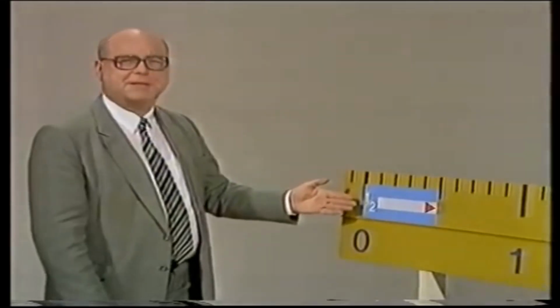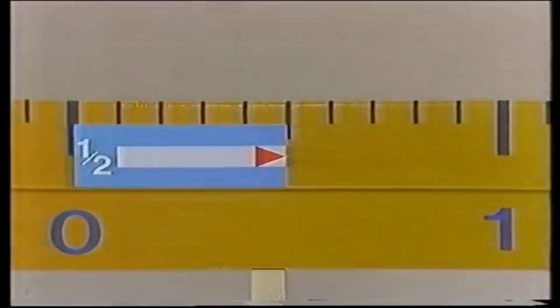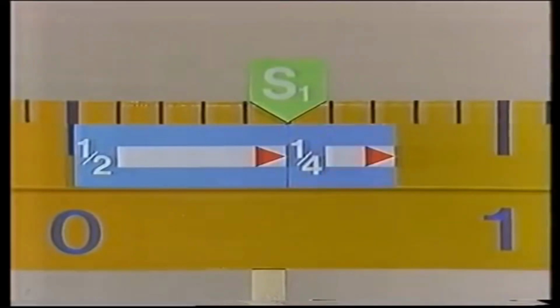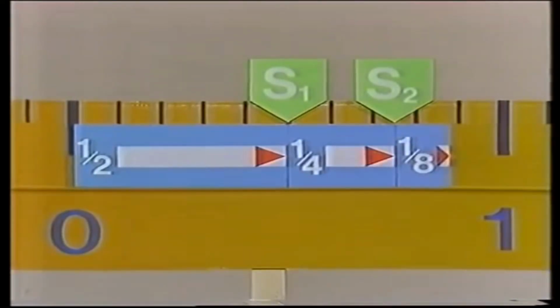So on the number line, here is a half, the first term of the series. And the first partial sum is also a half. That's represented by S1. The second term is a quarter. So the second partial sum, S2, is 3/4. Here's the third term, an eighth. And so our third partial sum, S3, is 7/8.